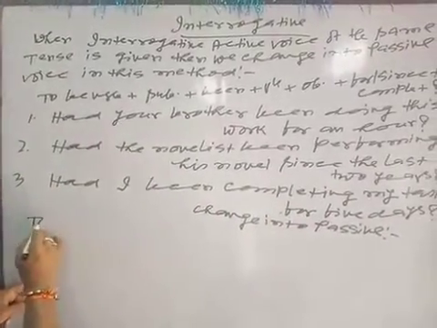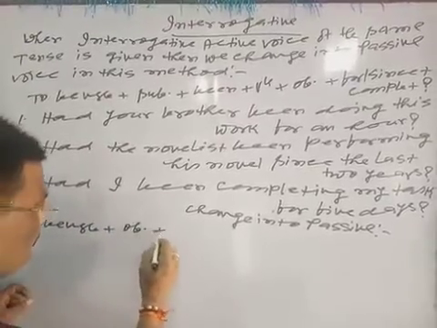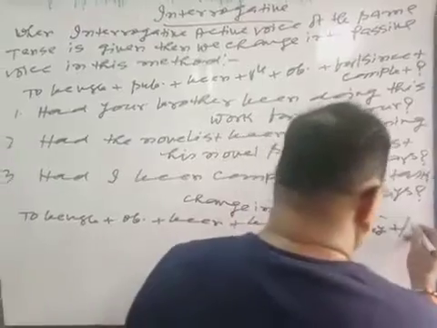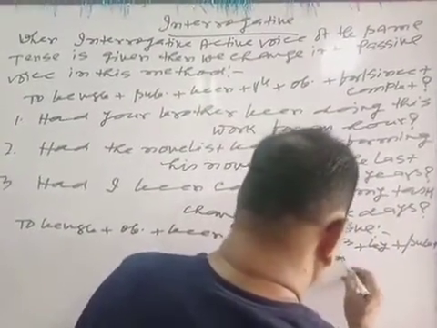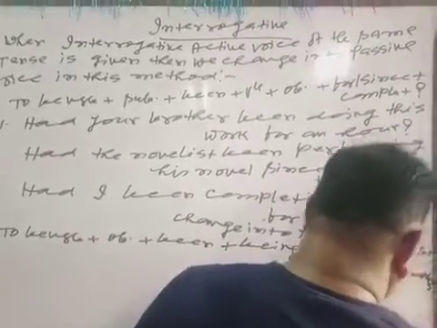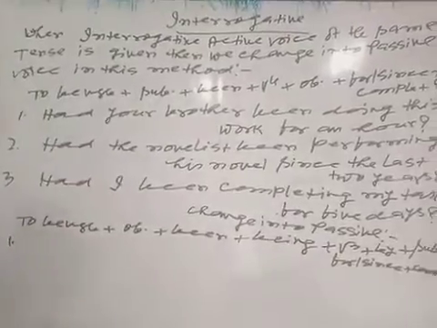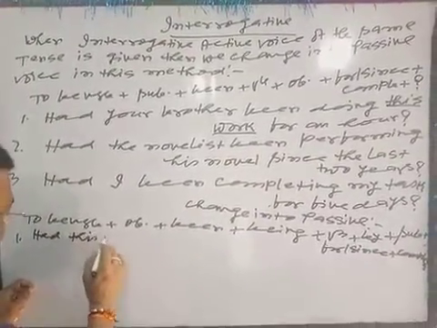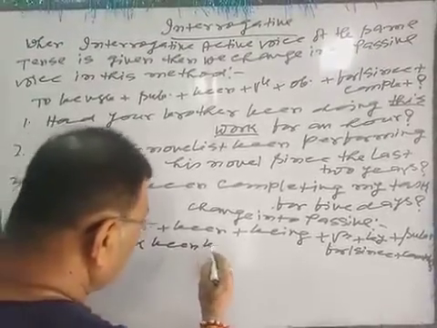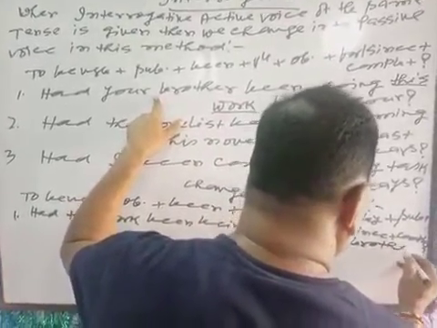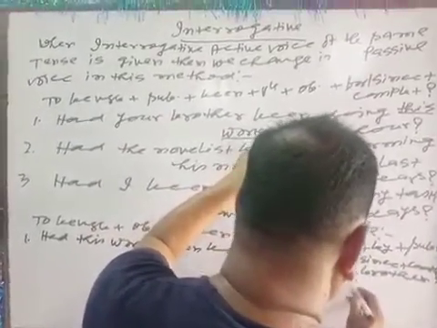Here is the structure. To be verb, object, been, being, BQ, by, subject, for, since, and then complement, and after complement, sign of interrogation. In the first sentence, this work is an object. Had this work been being done by my brother for an hour?